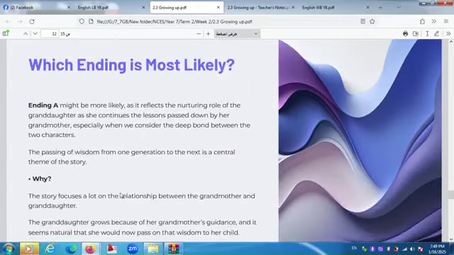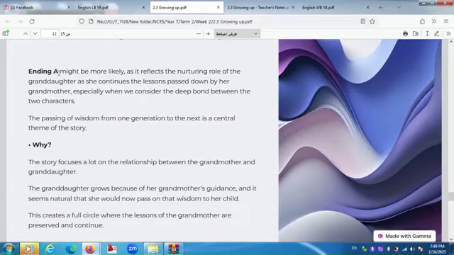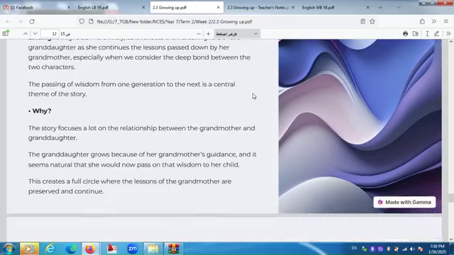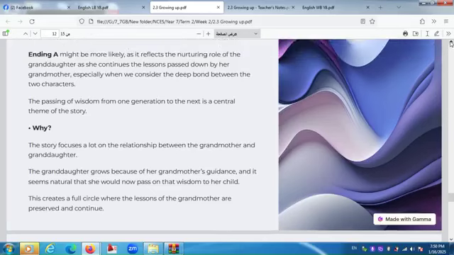Which ending is most likely to happen? I think ending A might be more likely, as it reflects the nurturing role of the granddaughter and the continuation of the song. She continues the lesson passed down by her grandmother, especially when we consider the deep bond between the two characters, or we are stressing the familial bond. The passing of wisdom from one generation to another is the central theme and message of this story.